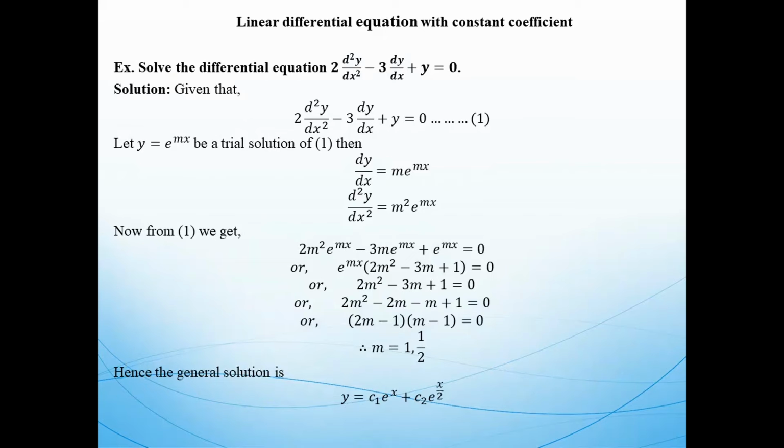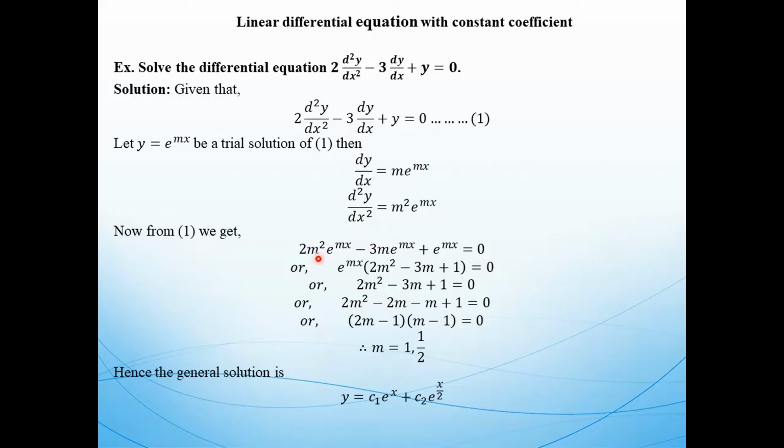Now we will solve a mathematical problem for a linear differential equation with constant coefficients. Solve the differential equation 2 d square y by dx square minus 3 dy by dx plus y is equal to 0. So write the given equation and consider it as equation number 1. Now let y is equal to e to the power mx be a trial solution of equation 1. Now differentiating both sides of this equation, that gives dy by dx is equal to m e to the power mx, and d square y by dx square is equal to m square e to the power mx. Now put this value in equation 1.